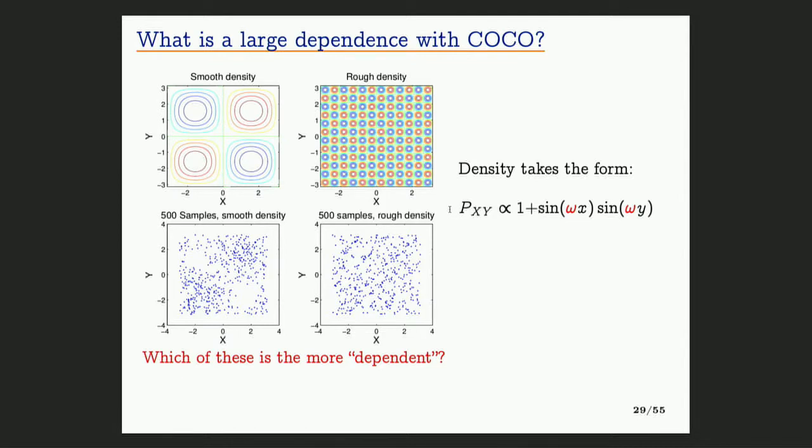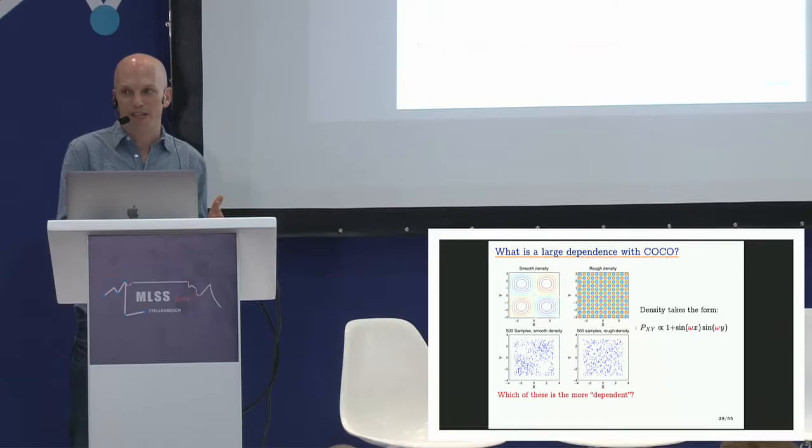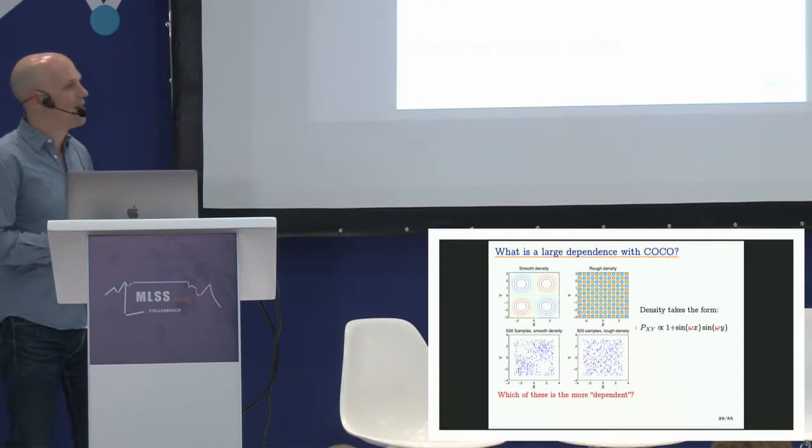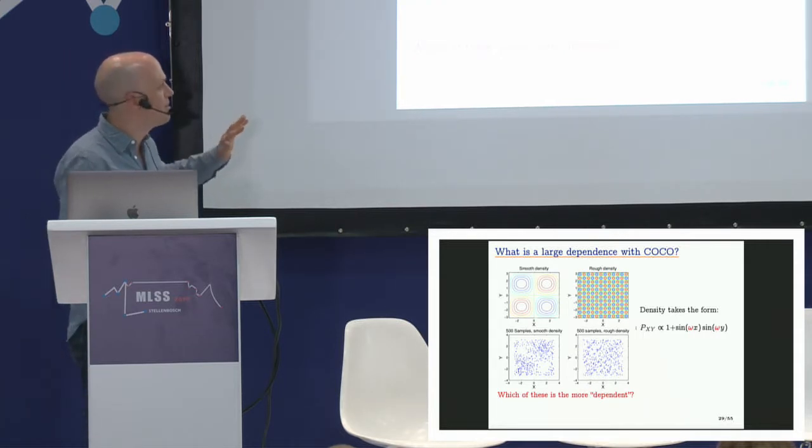What I'm interested in now understanding is when is it big, when is it small? What are the properties of data that give me a big constraint covariance? What are the properties of data that give me a small constraint covariance? And this is what I'm going to illustrate now with some nice examples.